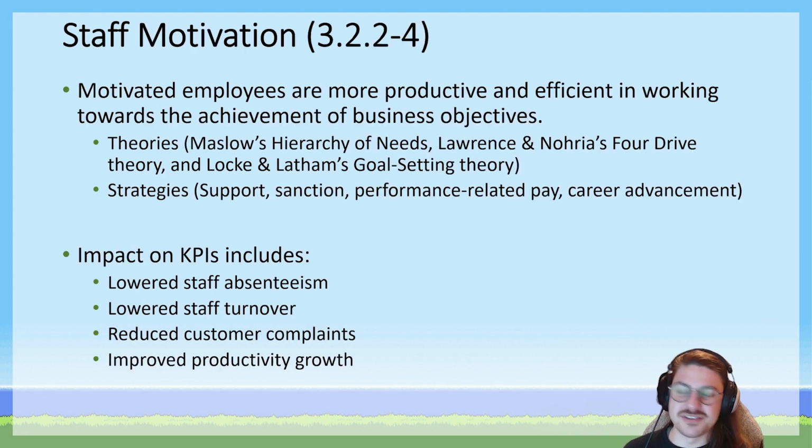So staff motivation was covered from key knowledge point 322 to 324. We talked about 3 theories of motivation: Maslow's hierarchy of needs, Lawrence and Nohria's 4-drive theory, and Locke and Latham's goal-setting theory. And we talked about motivation strategies and their impact on long and short-term motivation. Those were support, sanction, performance-related pay, and career advancement, just to name a few. And once again, there are some impacts named here that any of these motivation theories or strategies, when implemented in a business, could have on the business and its KPI data.